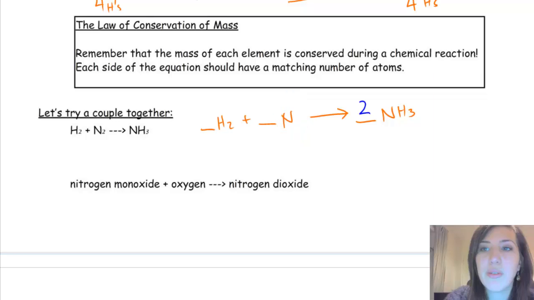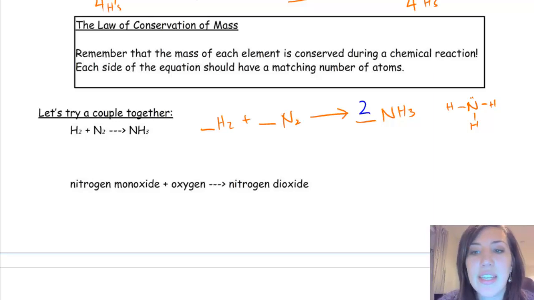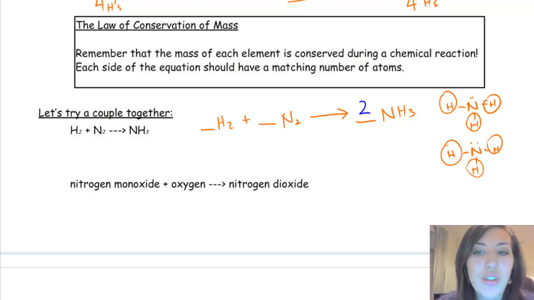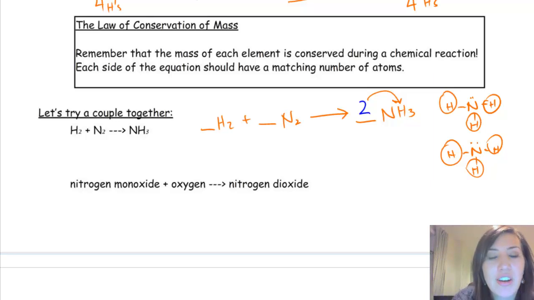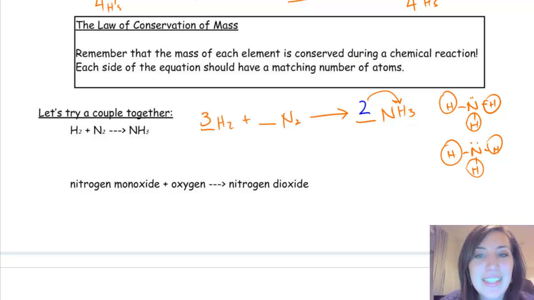Well, let's double check our hydrogens now. Now we have 2 times 3 hydrogens, because this is NH3 here. And now we've just put 2 NH3, so that's like saying that we have 2 NH3. And now if we count the hydrogens, we have 1, 2, 3, 4, 5, 6 hydrogens, or you could say 2 times H3, 2 times 3 is 6. So if we have 6 hydrogens here, on the left side we only have 2, so 3 times 2 is 6. Is this now balanced?